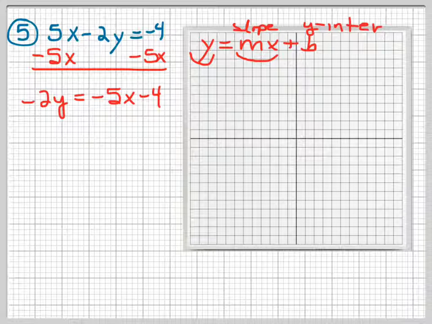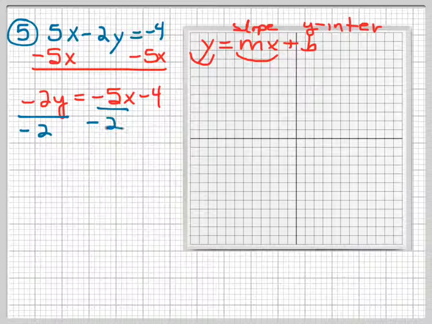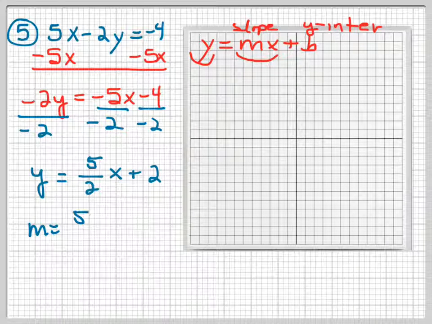Our y is still not alone yet. We need to divide away the negative 2, and we have to do that to everybody on both sides. It keeps our equation nice and balanced, and we get y equals 5/2 x, and a negative over a negative is a positive, so negative 4 divided by negative 2 is positive 2. So we can see right away our slope is 5 over 2, and our y-intercept, the b value, is equal to a positive 2.